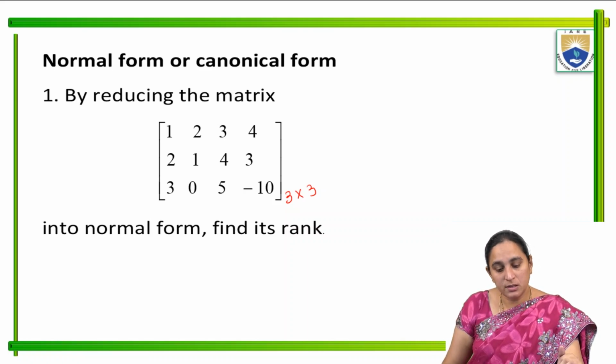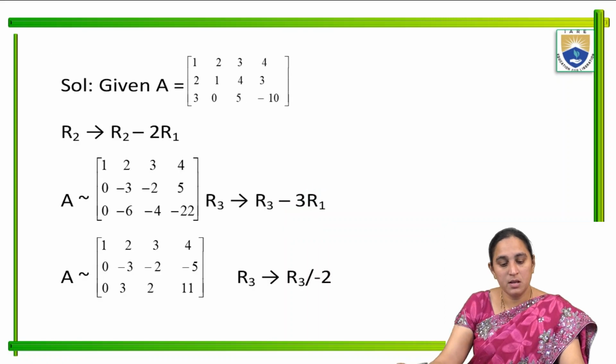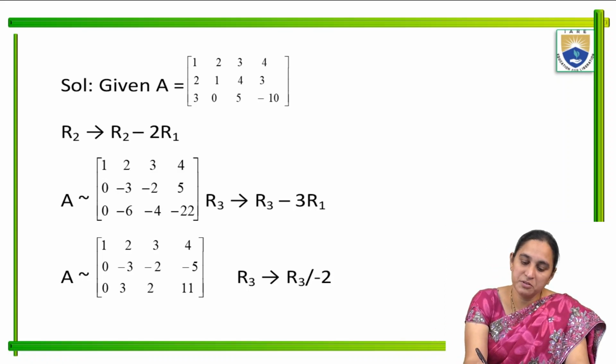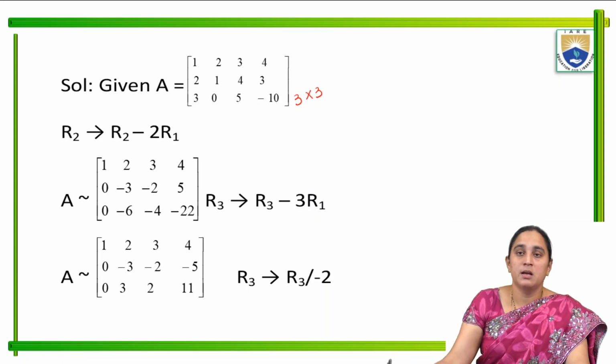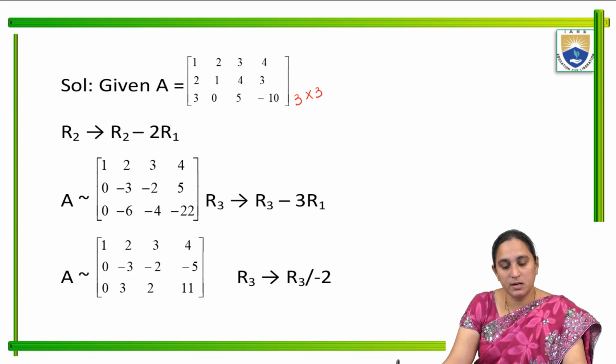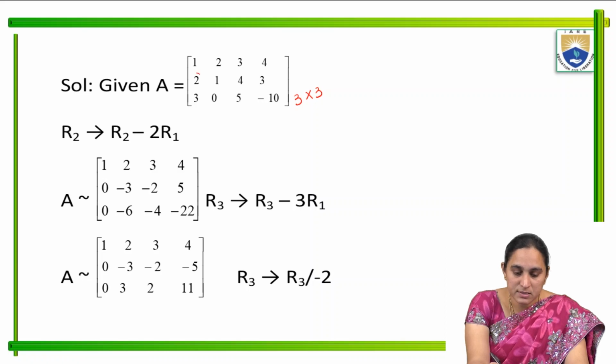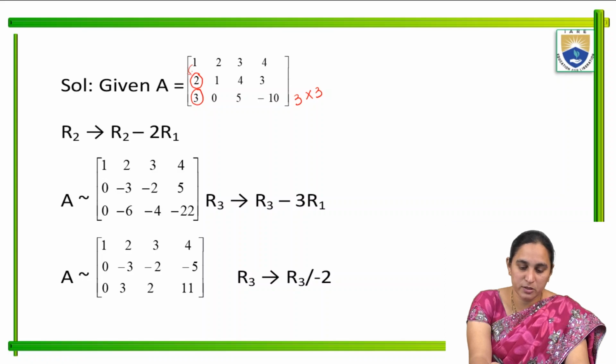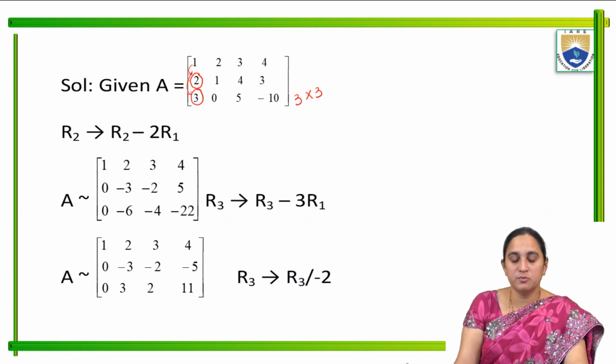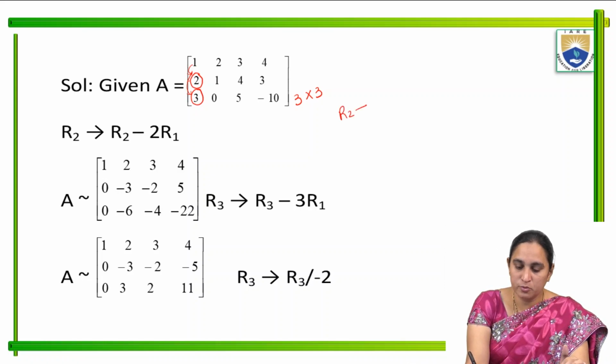For that procedure, given matrix 1 2 3 4 2 1 4 3 3 0 5 minus 10. Okay, what about the order of the matrix? This is a square matrix, that is 3 by 3 matrix. For that again I'll make the 2 and 3 entries zeros with respect to what? 1. With respect to 1. That means what about the row operations for that? I'll write it there. That is R2 tends to R2 minus 2R1.